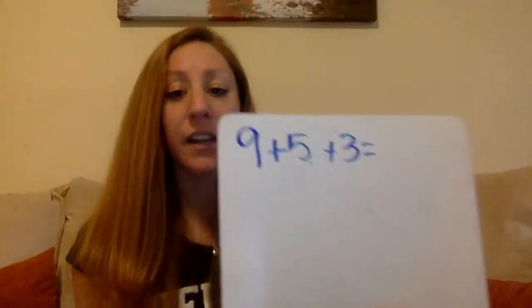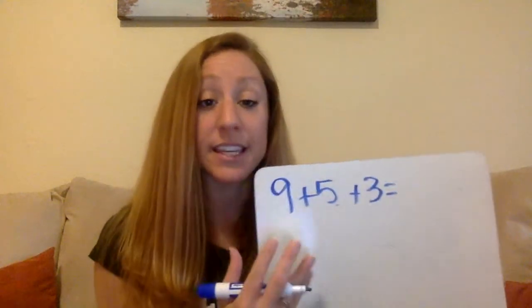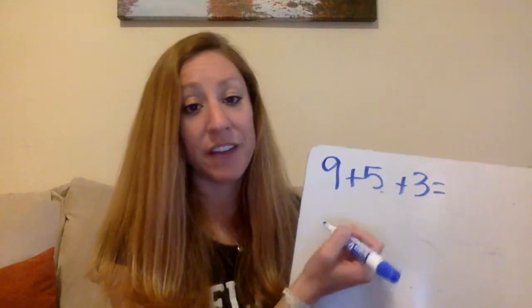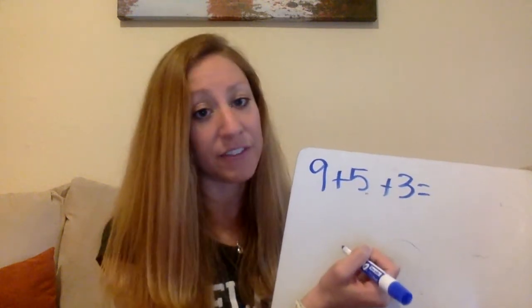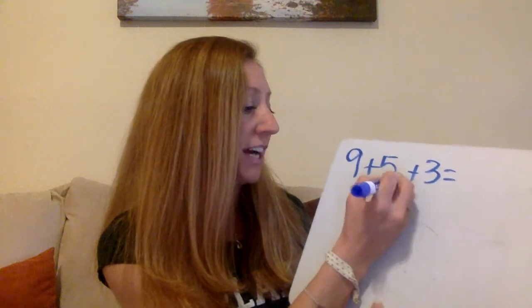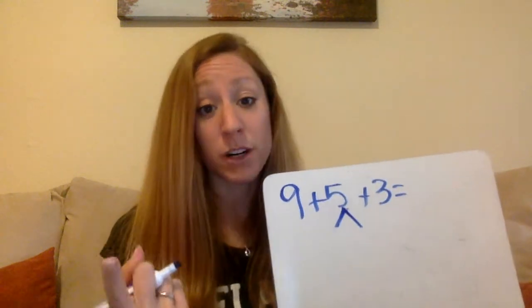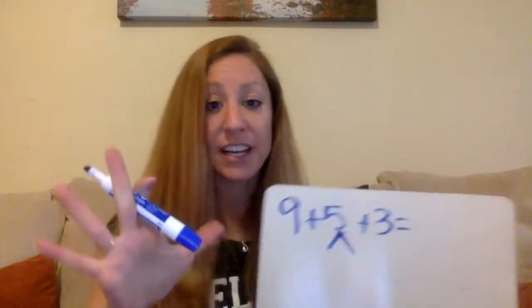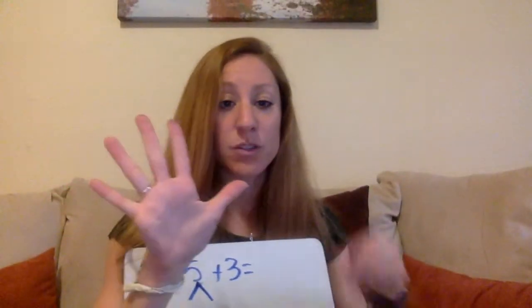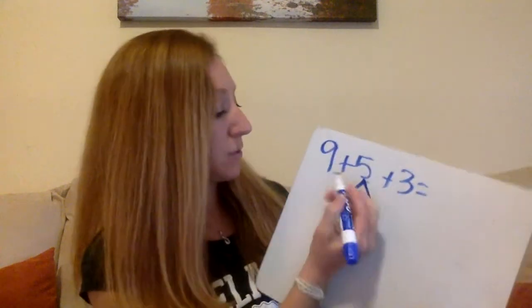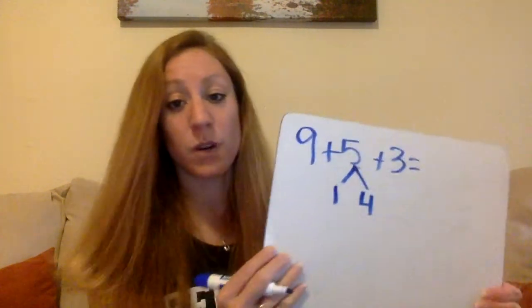I'm going to clear a little bit more space here so that you can see another way to do it. Okay, another way is trying to find a 10 within this. Last time I split up the 9 to make 5 and 4 so I could make a 10 with 5 and 5. This time I'm going to split up the 5. If I have 9, I know that I need one more to make a 10. So I'm going to split the 5 up. If I split 5 into 1, there's 4 left.